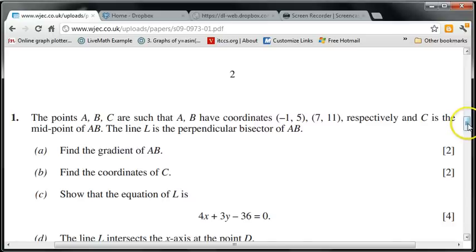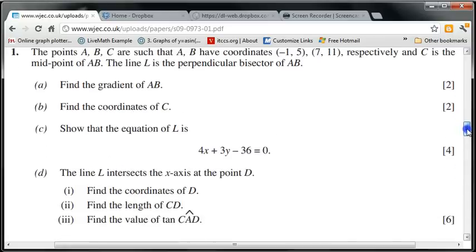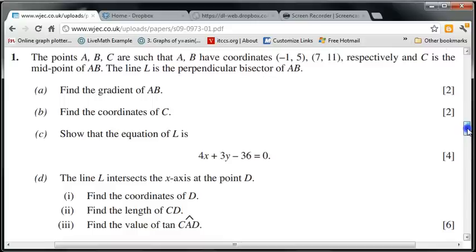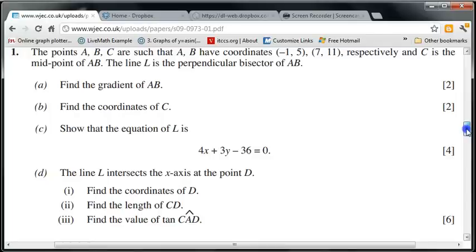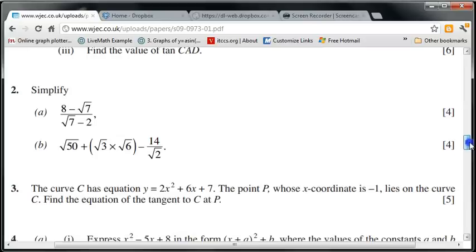It's good to have a look through the paper first, see what you want to get started with, and it's always nice to have a nice easy start. Now question 1, it just doesn't look very user friendly as far as I'm concerned. Very long, so I would leave that. Longer questions I would leave till the more substantive part of the exam. I want to get off to a good quick start with some easy questions and relatively easy marks.